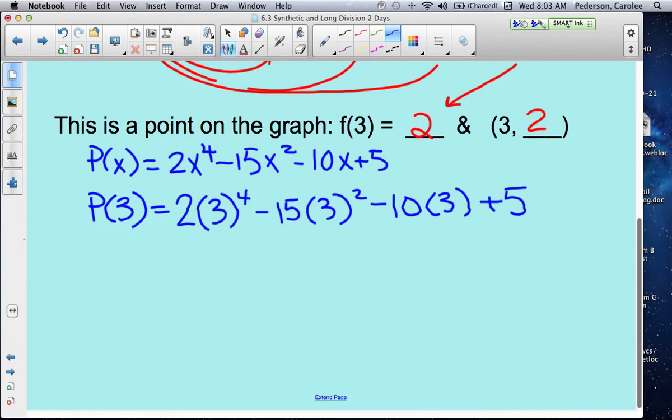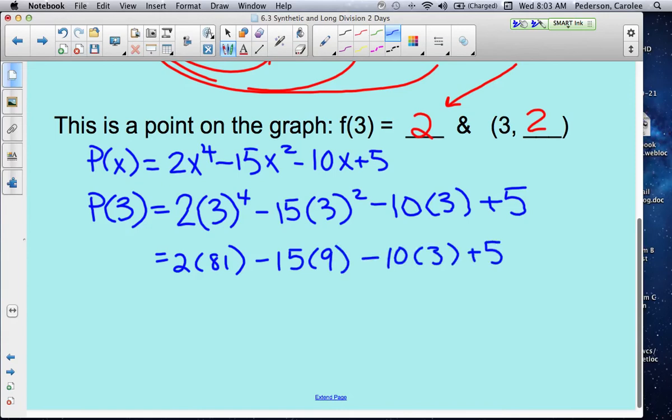So we do our exponents first. So we do 3 to the 4th, which is 81. We do 3 to the 2nd, which is 9. And then bring everything else down. Now we multiply. 2 times 81 is 162. 15 times 9 gives us negative 135. And then negative 10 times 3 is negative 30.